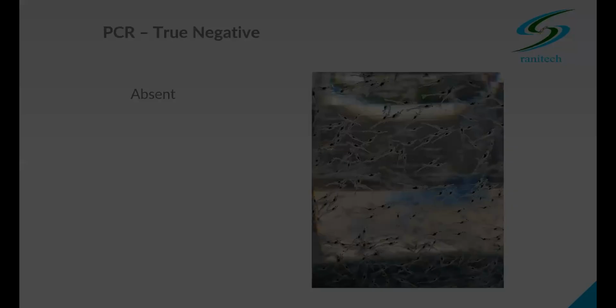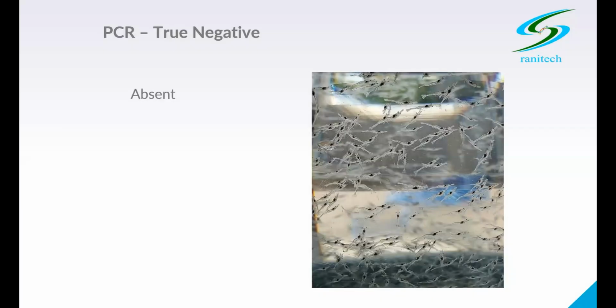There are some confusions regarding PCR, because most of the farmers comment to us that they check PCR, but still they have losses in the pond. So we have to really understand the concept of true positive and true negative. True negative means there is no disease at all in the tank, in the sample. Say, for example, this particular picture has 1 million seeds, and you know that they don't have any disease in them.